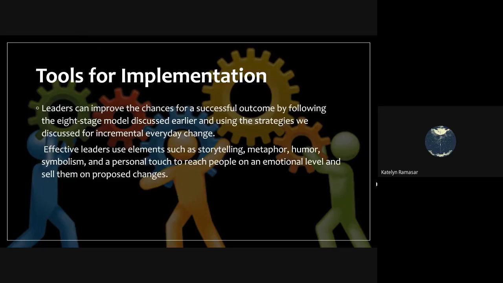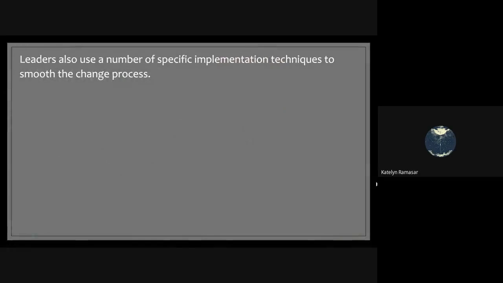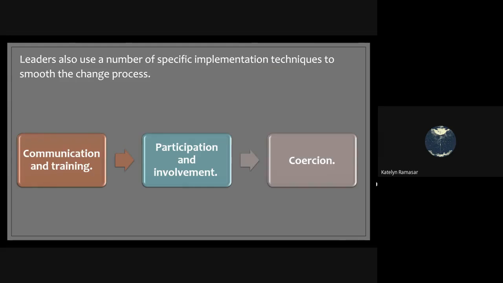Leaders can improve the chances for a successful outcome by following the eight-stage model discussed earlier and using the strategies we discussed for incremental everyday change. For everyday change, effective leaders use elements such as storytelling, metaphor, humor, symbolism, and personal touch to reach people on an emotional level and sell them on proposed changes. Leaders also use a number of specific implementation techniques to smooth the change process.